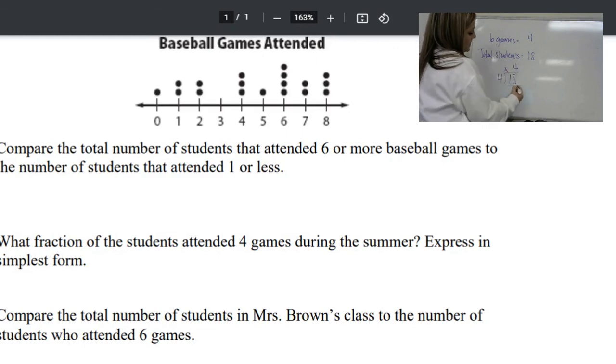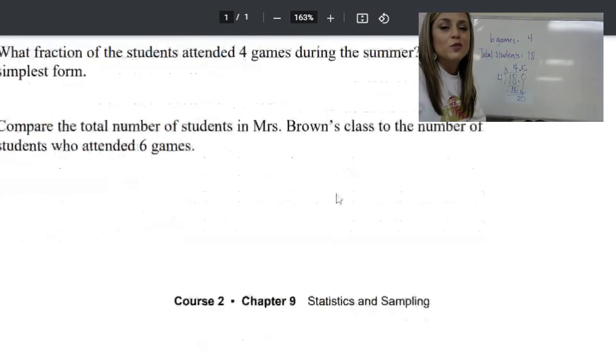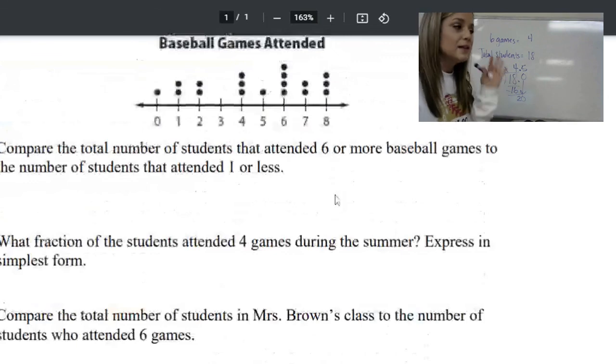4 times 4 is 16. 18 minus 16 is 2. Add a decimal and a 0. And 4 will go into 20 5 times. So 4.5 times as many total students, 4.5 times, okay? All right, guys, so if you have any questions, please raise your hand, okay? And I'm done.